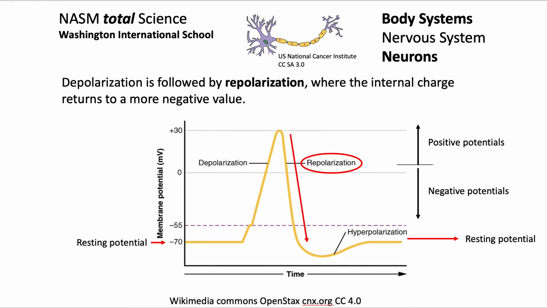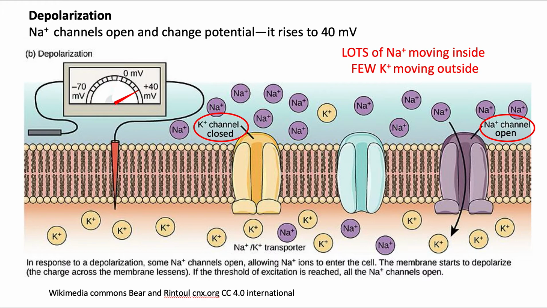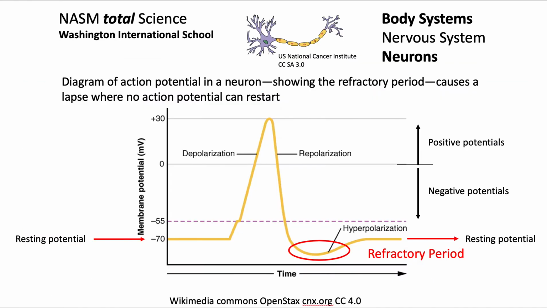And that depolarization is going to be followed by a repolarization with a drop in the potential. And here, with depolarization and increasing to about 40 millivolts, you've got the sodium channel open, the potassium channel closed, and the sodium pump really not doing anything at all at this stage.